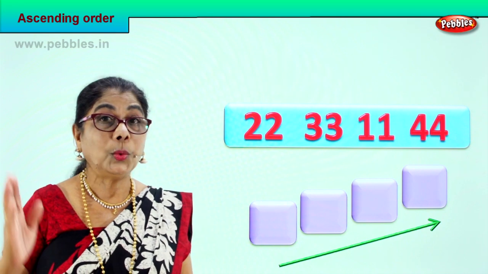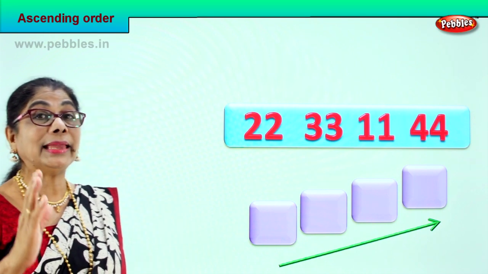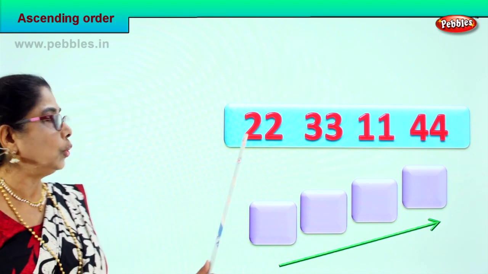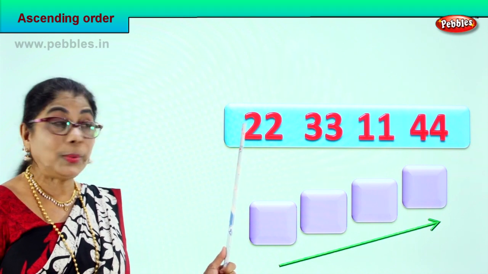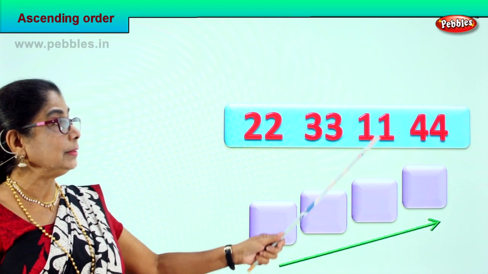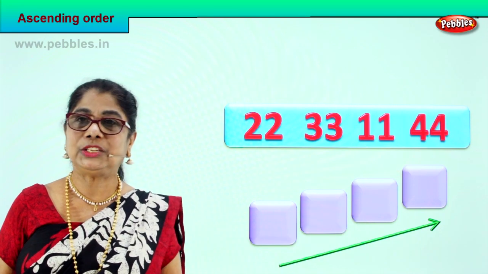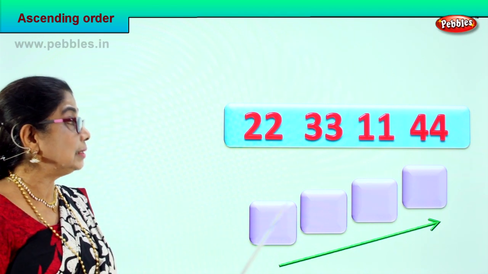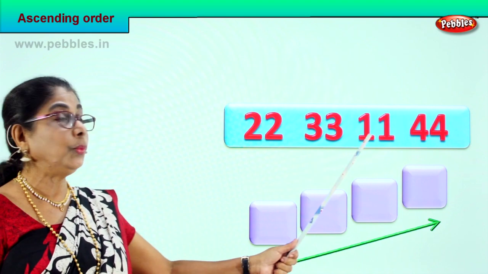Look, remember, we are starting with small number to the big number. Ascending order, we are looking at the numbers that fall in the tens place. Look, first number is 22. We have 2 in the tens place, 2 tens. We have 33 here. There is 3 in the tens place. 11, you have 1 in the tens place. 44, 4 in the tens place. So, the 11 will be the smallest. 11, 1 ten, 1 one, that's the smallest because in the tens place you have only 1.